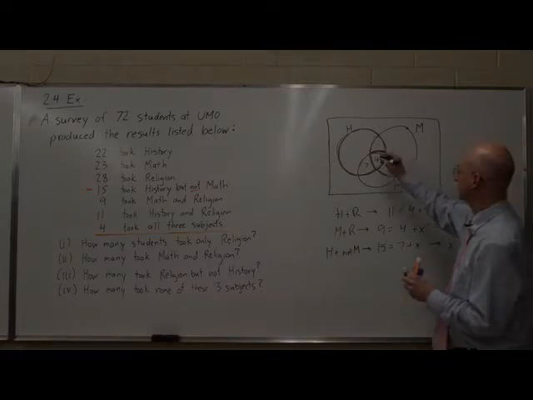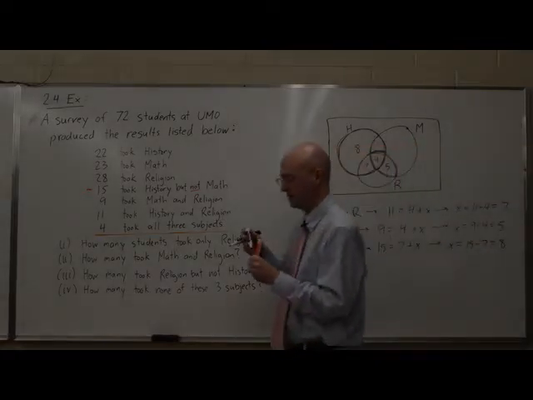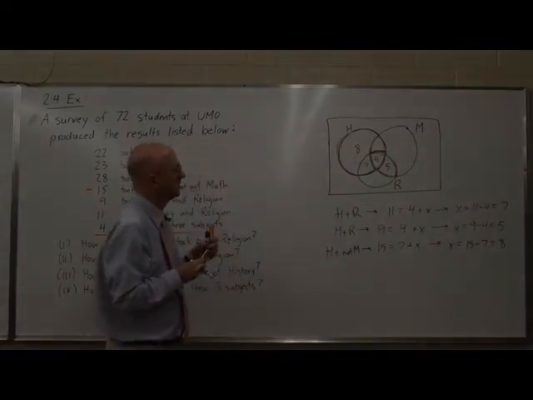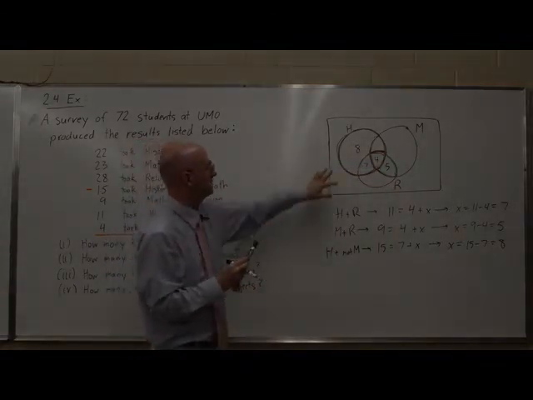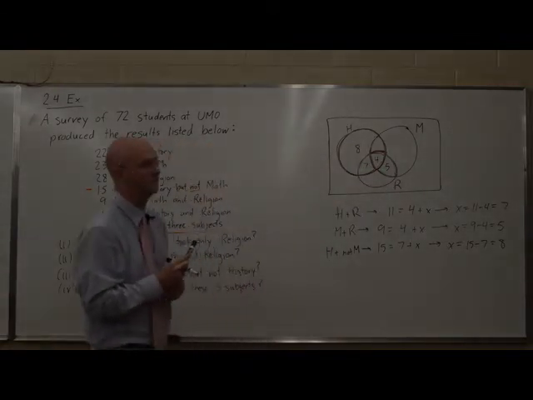That tells us, again, that this part is 8, which makes the part of the history circle that doesn't touch the math circle add up to 15. 8 and 7 give us 15.